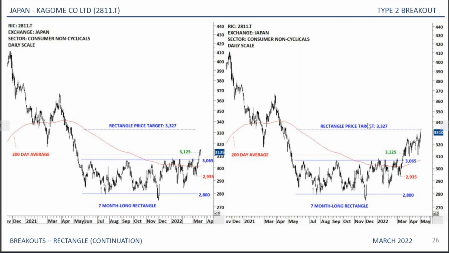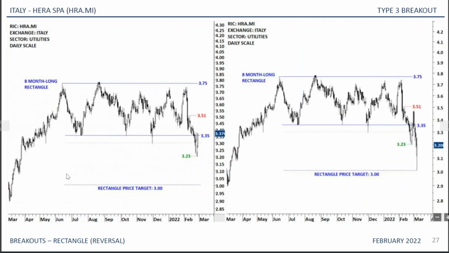So this was a type 2 breakout due to the retest and the opportunity that it offered for strategies that enter during pullbacks. We have a type 3 breakout here, a challenging one.